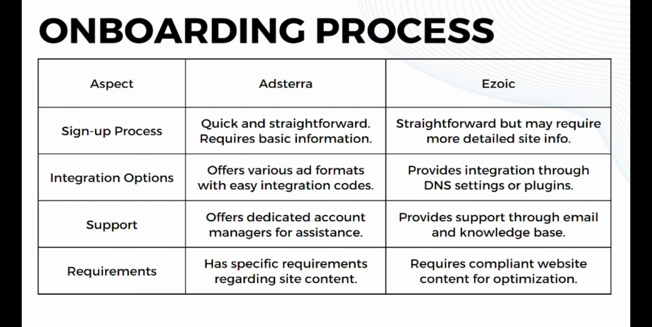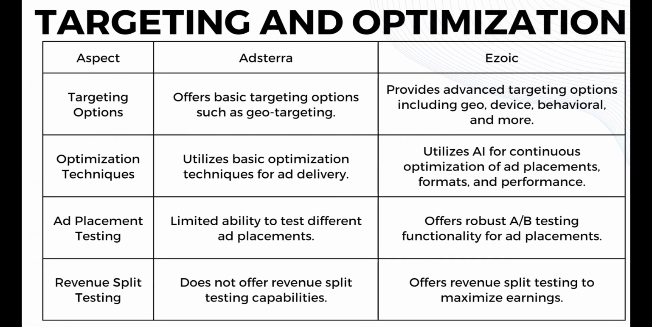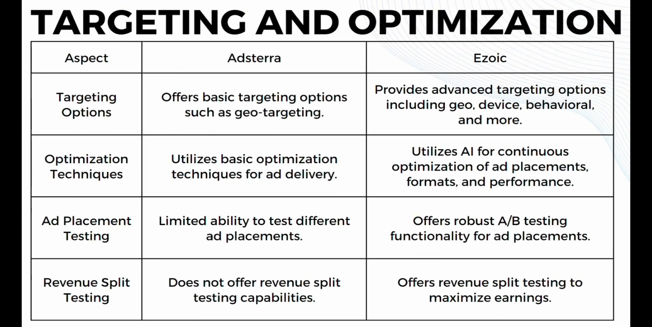And in terms of support, Adsterra offers dedicated account managers for assistance, while Ezoic provides support through email and a knowledge base. While in terms of requirements, Adsterra has specific requirements regarding site content, while Ezoic requires compliant website content for optimization. And now let's proceed to the targeting and optimization comparison on both platforms. In terms of targeting options, Adsterra offers basic targeting options such as geo-targeting, while Ezoic provides advanced targeting options including geo, device, behavioral, and many more.